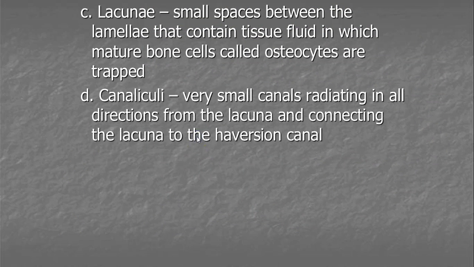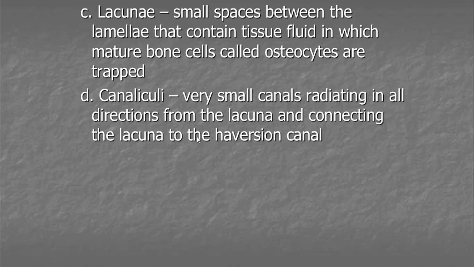Those tiny radiating lines are actually called canaliculi. What they are is parts of the osteocytes that are trapped within the lacunae, but they look like very, very small canals. They radiate out from the lacunae, and they attach from one lacuna to another, and each of those lacunae eventually reach the Haversian canal.